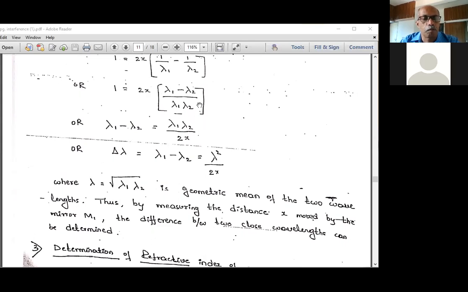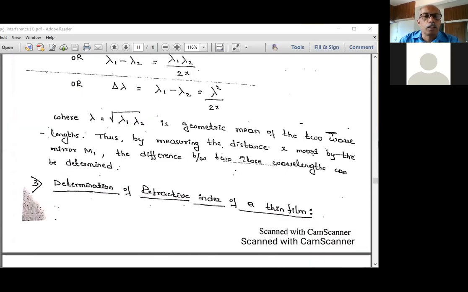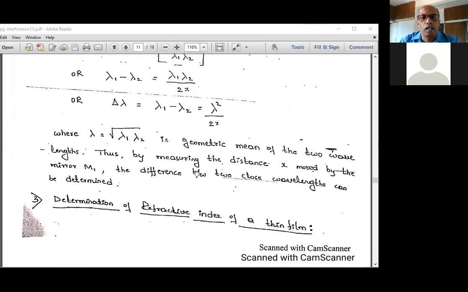Now, lambda 1 minus lambda 2 is taken as equal to delta lambda, that is the path difference, that is equal to lambda square by 2x. In the sense, lambda 1 and lambda 2 are nearly equal, so we take lambda square, where lambda square is equal to lambda 1 into lambda 2. And this is how we find out delta lambda, the difference in wavelengths between the two light sources.